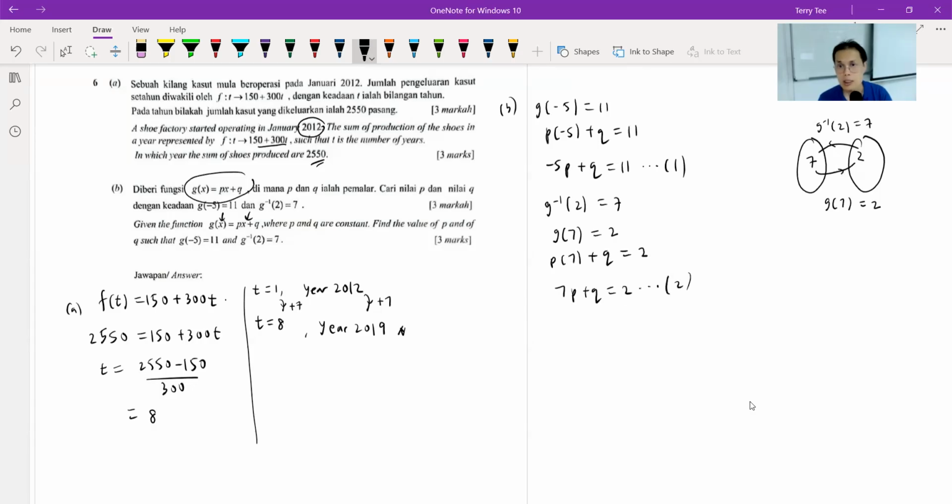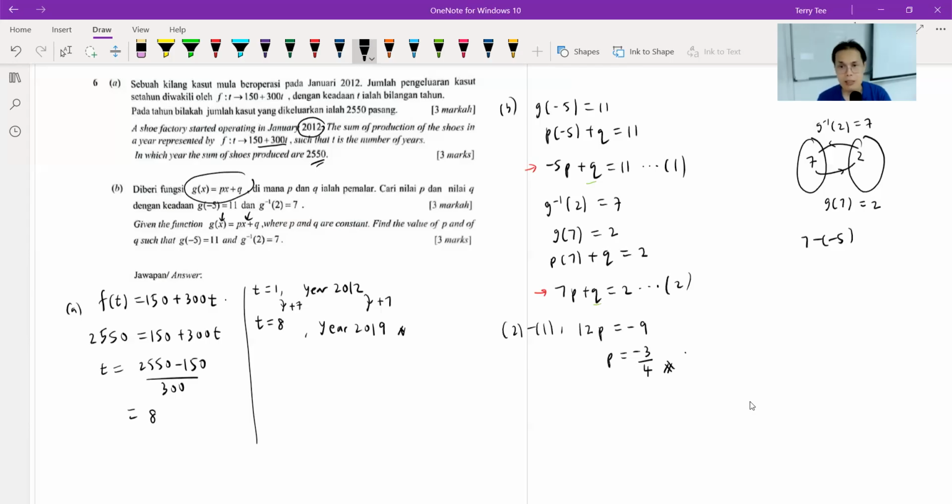So what I need to do is to solve these two equations, equation 1 and equation 2, simultaneously. Well, I like to use equation 2 minus 1. 7p minus 5p, 7 minus 5 gives us 12p. The q minus q disappears. And 2 minus 11 is -9. Your p is therefore -9 over 12. 9 over 12 is 3 over 4.